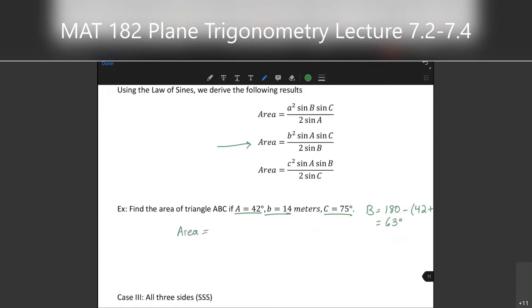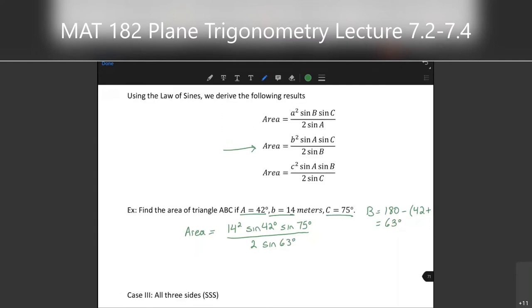So we have a B squared, and then sine of 42. We'll have sine of angle C, and then the sine of angle B, 63 in the denominator. So we have all sines in this one. This is derived off of the law of sines, so there's only sine functions in this case too.